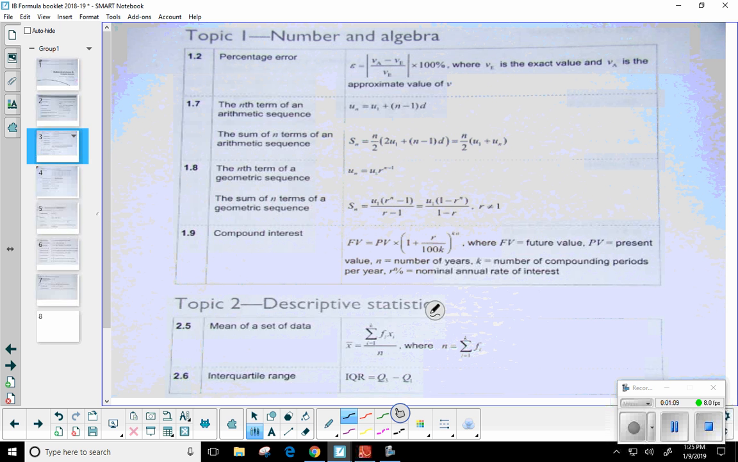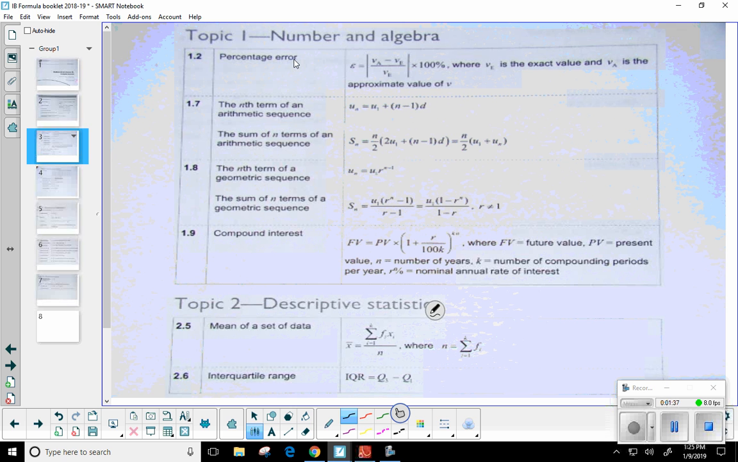So you'll notice topic 1, number and algebra. Well, we've already taken care of percentage error. Arithmetic sequences, both finding an nth term and finding the sum. We are currently working on geometric sequences and series, and we're hopefully going to finish that up today, if not definitely by tomorrow. The only thing we haven't completed here is compound interest, and that should be coming up probably late next week or a week after next.